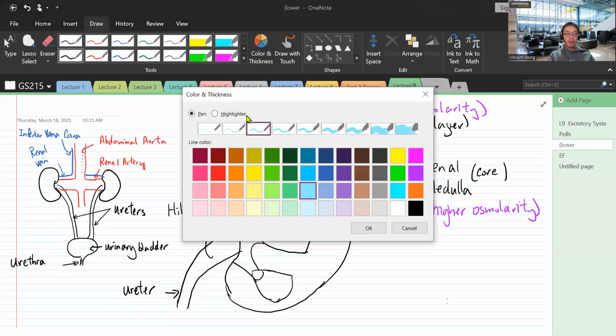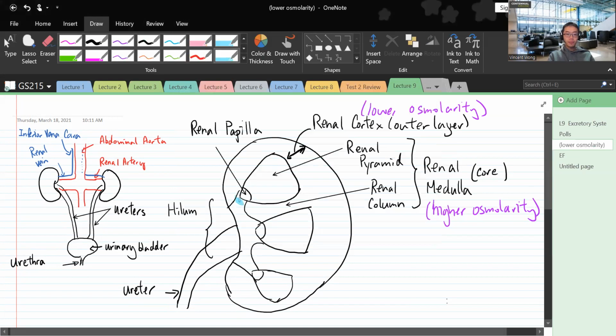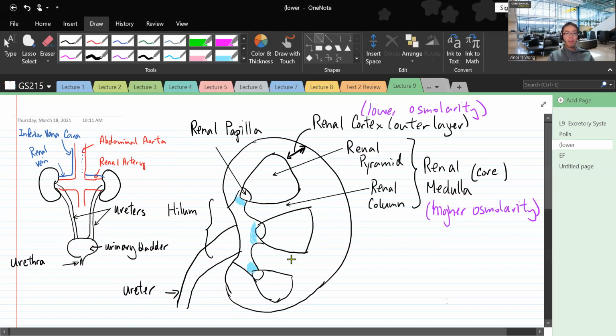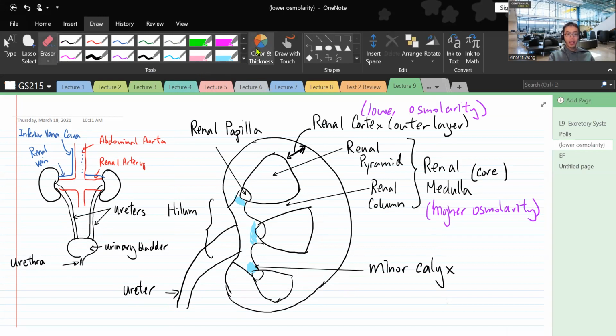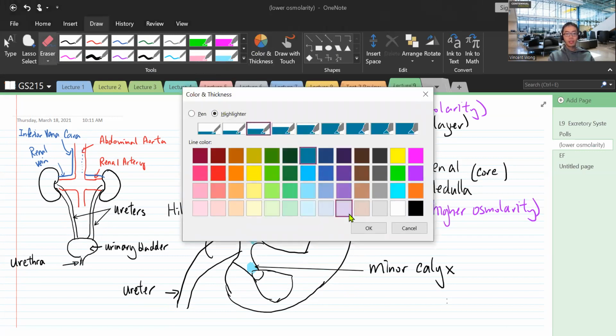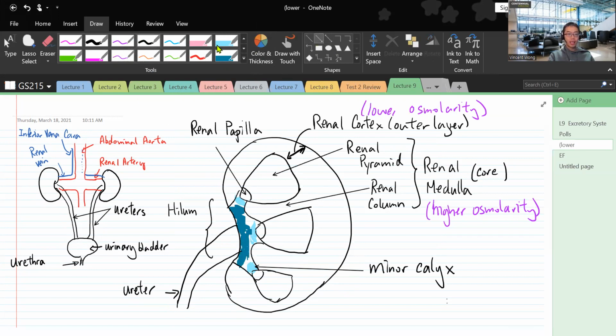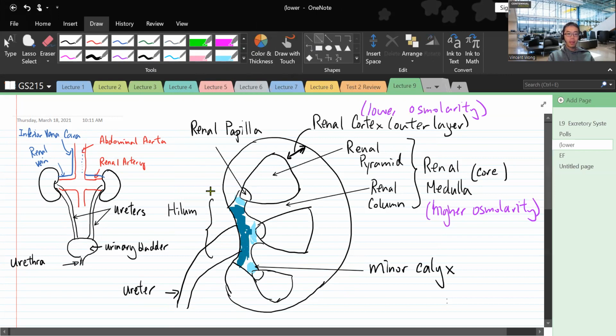So the immediate area outside of the renal papilla, the ones I'm coloring blue here, those are called the minor calyx. Minor calyx. Okay. And then from the minor calyx, they are going to pool together and enter a bigger area, which I'm shading in with a darker blue here. That would be the major calyx. Major calyx right here.